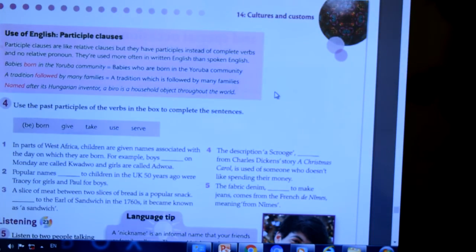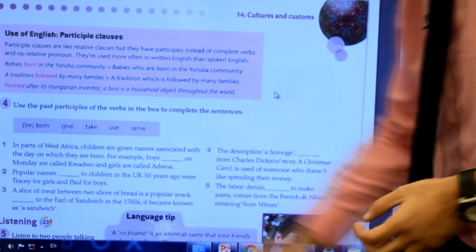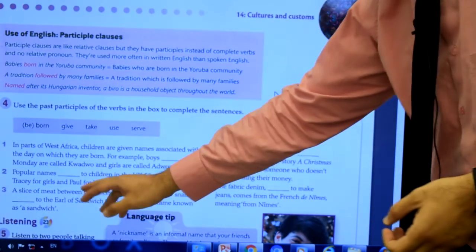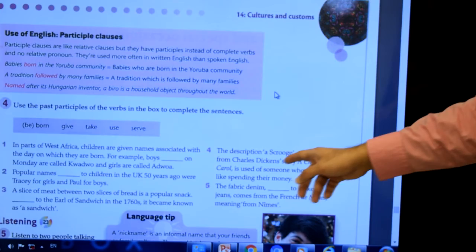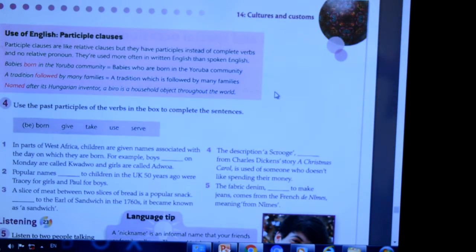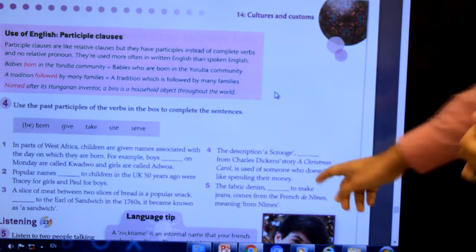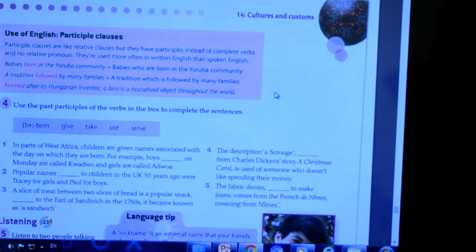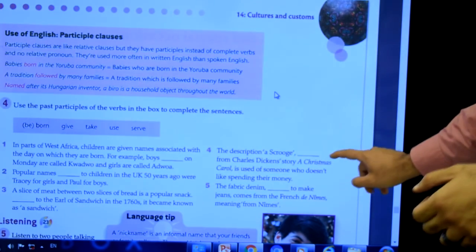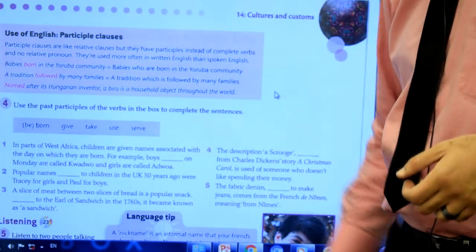For the first one, the boys born on Monday are called Quada. Number 2, popular names given to children in the UK 50 years ago, given. Number 3, a slice of meat between 2 slices of bread is a popular snack, served, thank you, served to the Earl of Sandwich. Also 4, the description Scrooge, used in one of the stories by Charles Dickens, is someone who is a little bit of a miser, who doesn't like spending their money. So this is the meaning of Scrooge. It was used in one of the stories by Charles Dickens, Christmas Carol. So the description taken from, thank you. And number 5, the fabric denim used to make jeans, used, thank you.